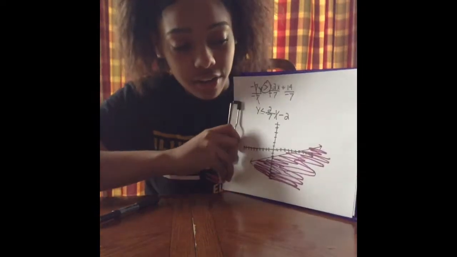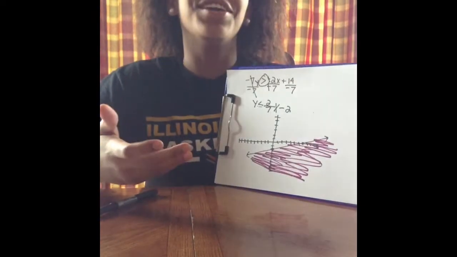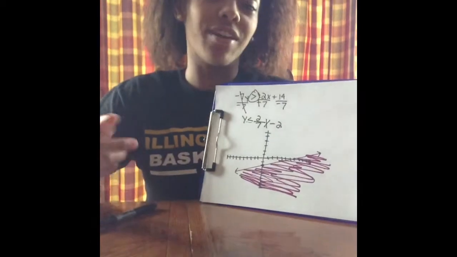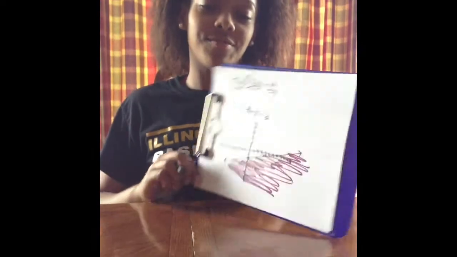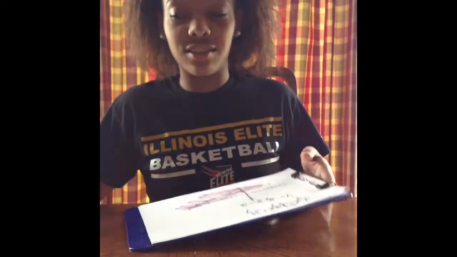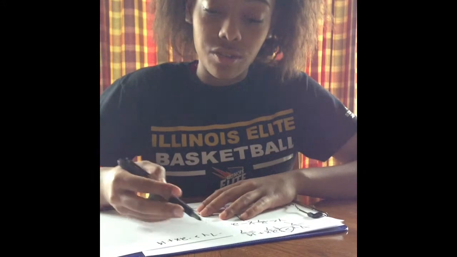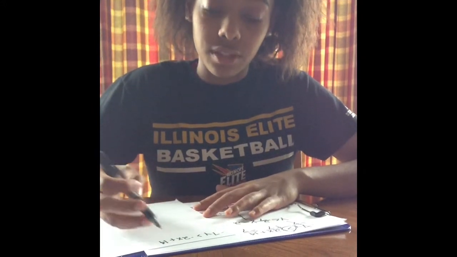I'll be explaining how to graph an inequality. This is a final product of how graphing an inequality will look. So I'm going to take you through the steps on how to graph inequalities. First, I write my problem: -7 is greater than -2x plus 14.